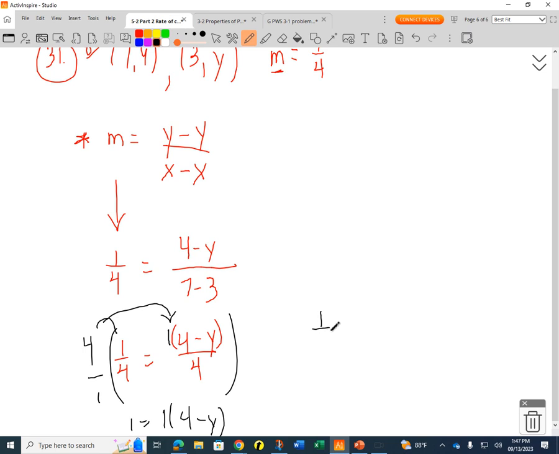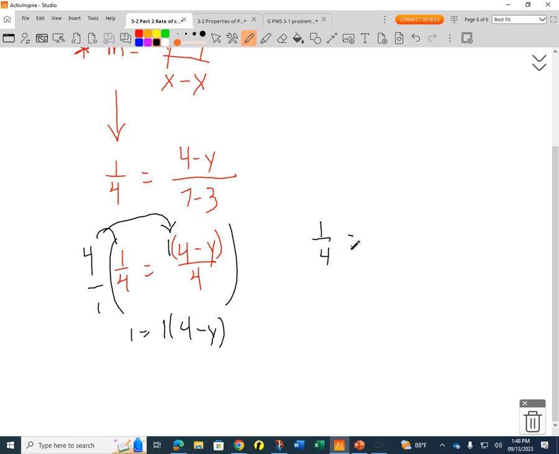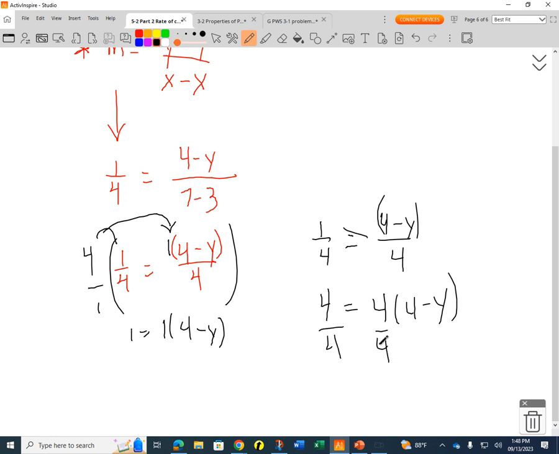If you don't like that way, we can do it another way. We could also cross multiply, and you'll see that we'd get the same thing. That's going to be 4 equals 4 times 4 minus y. We can divide both sides by 4 here and get 1 equals 4 minus y. So you can do it either way. So this is 1 equals 4 minus y.